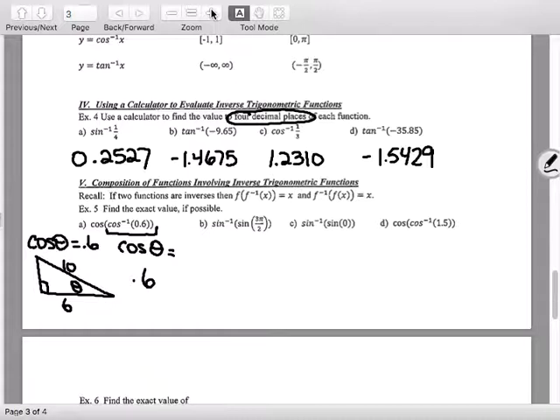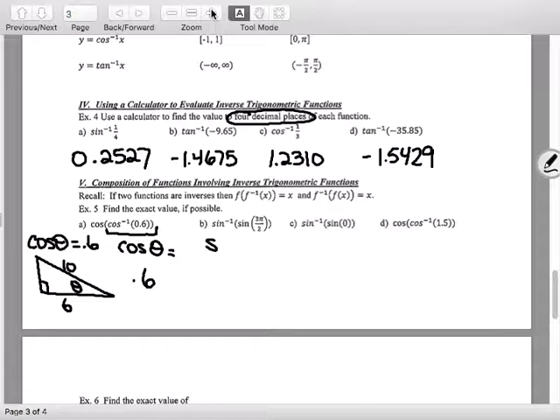So when I do cosine of inverse cosine, it's like they knock each other out, except it has to be defined, and for inverse cosine the output has to be between 0 and pi. Inverse sine, inverse tangent have to be between negative pi/2 and pi/2. So just don't go motoring along with this. We got to be careful.